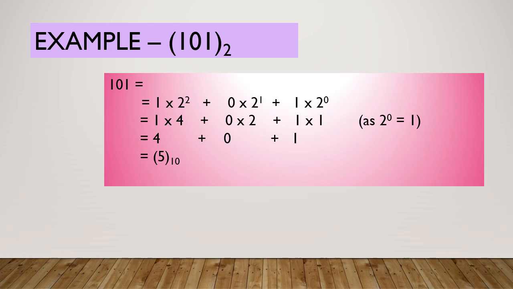Now, expand these as 1 into 2 raised to power 2 plus 0 into 2 raised to power 1 plus 1 into 2 raised to power 0. If you notice, we have written the place values of the 3 digits. Multiply each digit with the place value of that digit, and so we get 4 plus 0 plus 1, which gives you 5. And so the decimal equivalent of 101 in base 2 is 5.